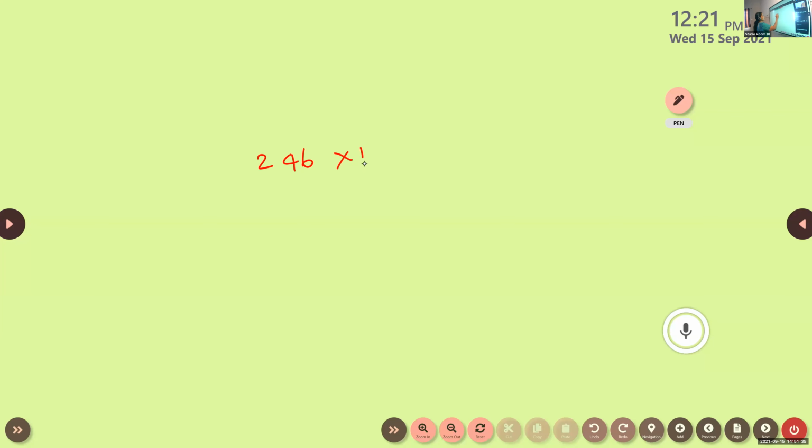Find 246 into 179 mod 9. 246 into 179 mod 9. Give the answer.